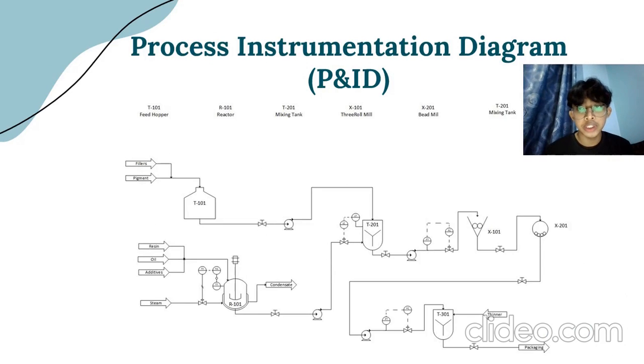Process instrumentation diagram. First, resin, oil, and additives are added to the reactor with some heat and stirred together to produce a varnish. The varnish is then flowed to the mixing tank. Fillers and pigment are added to the mixing tank from the feed hopper. In the premix stage, pre-dispersion of the pigment is done in a mixture of varnish.